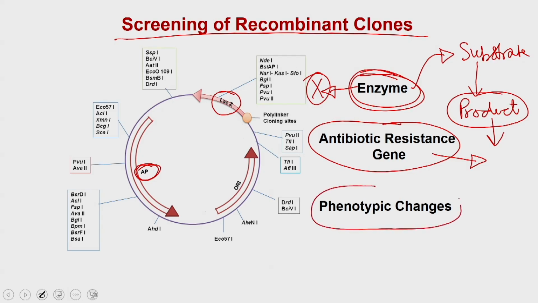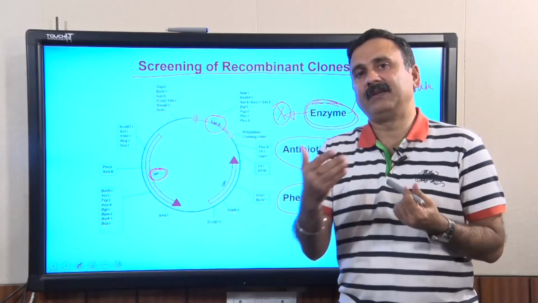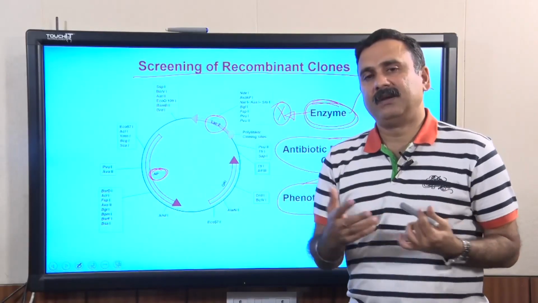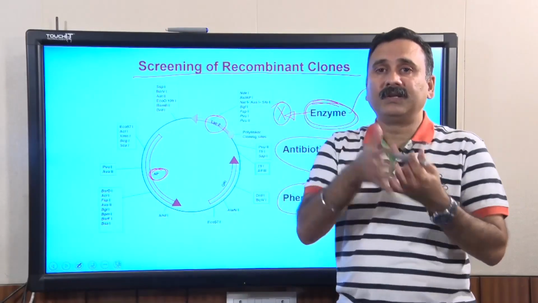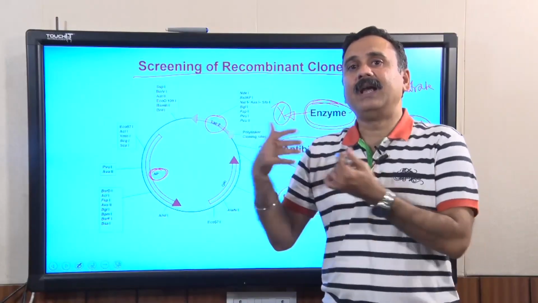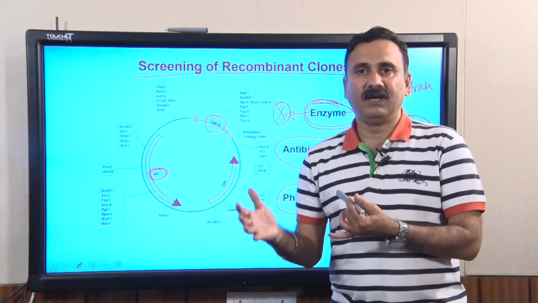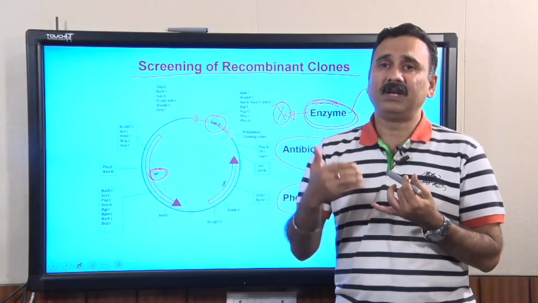The third criterion is phenotypic changes. For example, when you transfect the recombinant DNA into the host, it may induce some typical phenotypic changes in the cell which will be clearly visible. For example, if the cells become fluorescent, or blue, or red, you know that the red cells or the blue cells or the cells showing green fluorescence are actually the cells which have received the DNA, and all other cells have not received the DNA. So, these are called phenotypic changes in the particular type of cell.